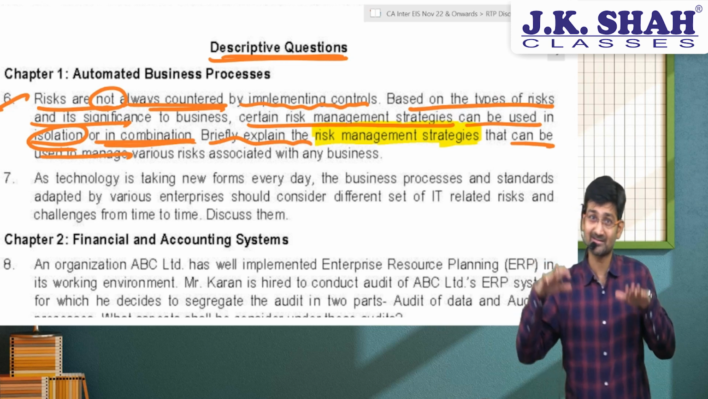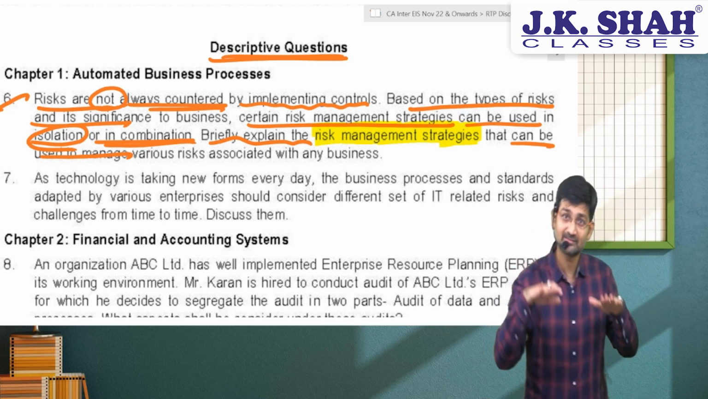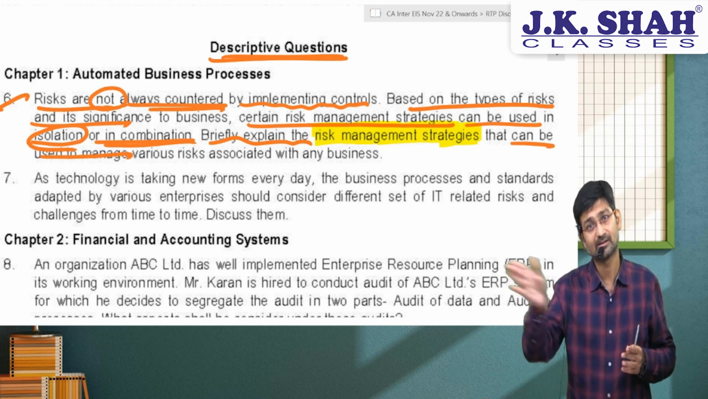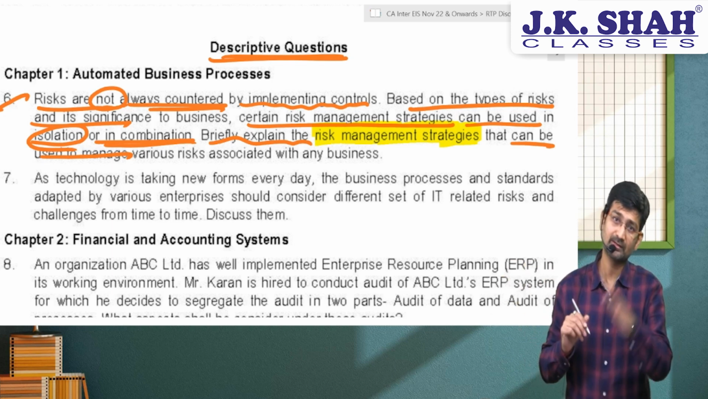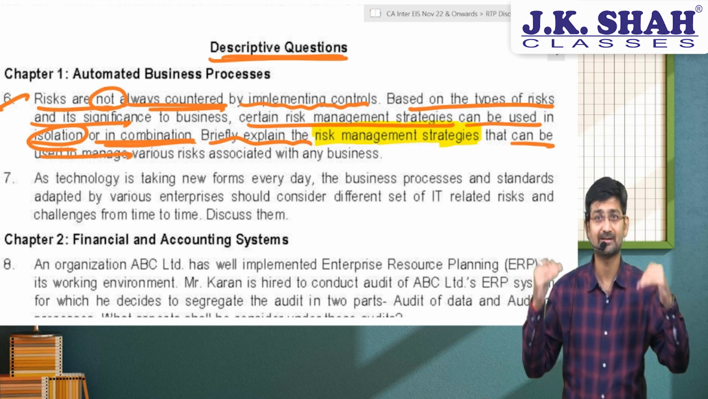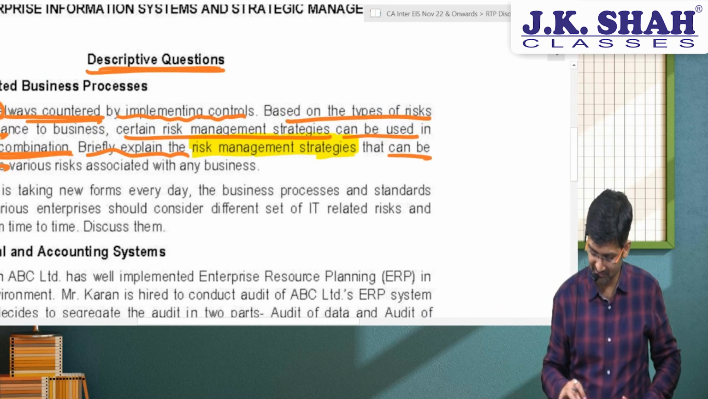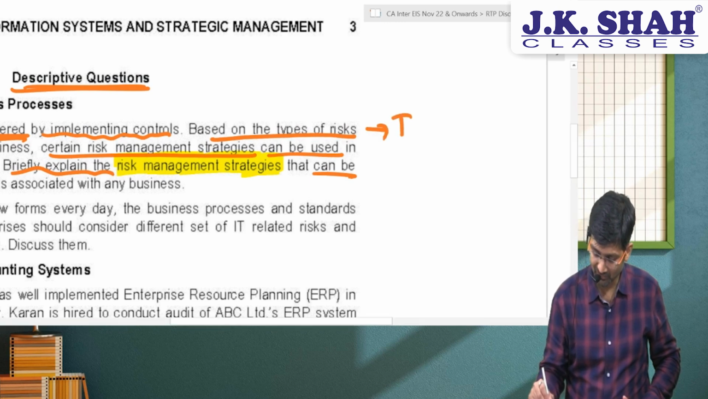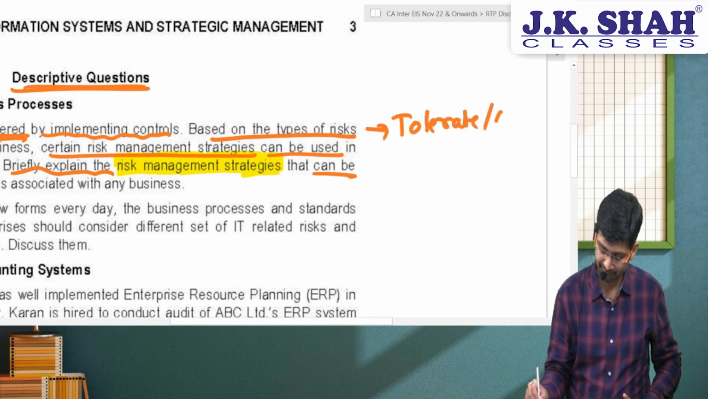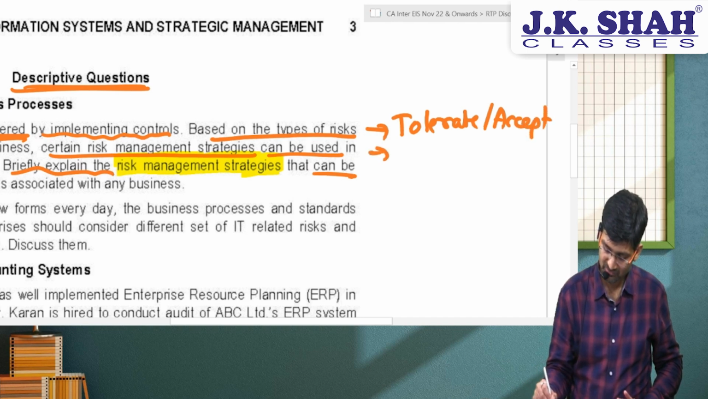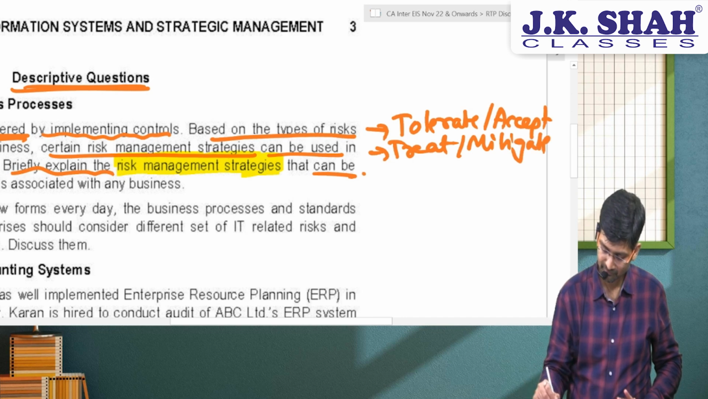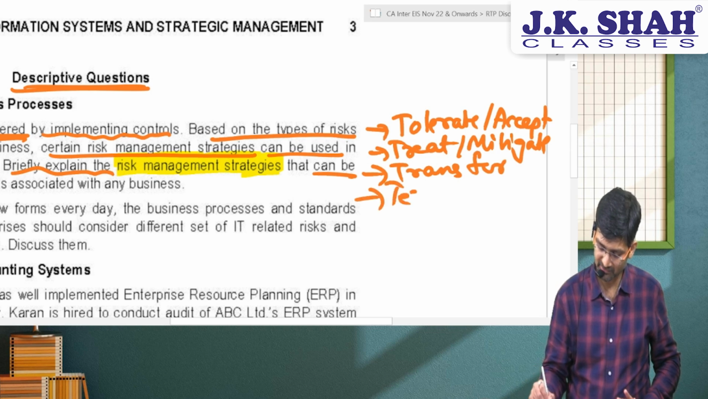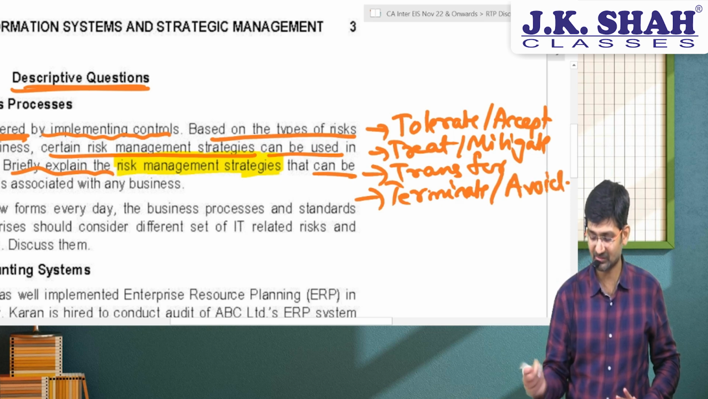In my class discussions, if you can recall, either you will reduce the risk, or you will transfer the risk, or you would avoid the risk, or you will accept the risk. So there are 4 strategies that you may have. You may tolerate, accept, treat, mitigate, transfer, or terminate, avoid. And the best part was this answer was given in the first MCQ itself.